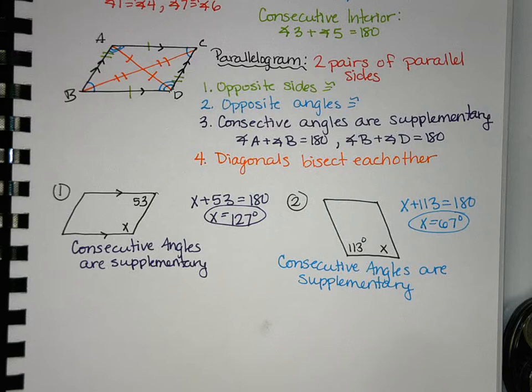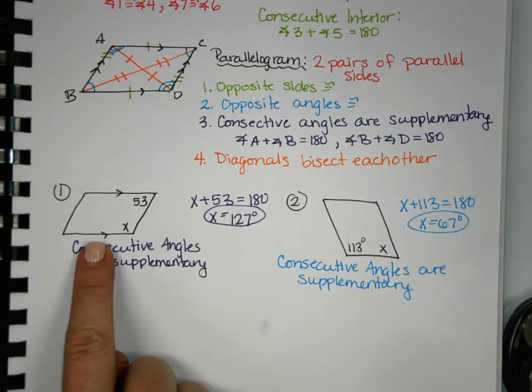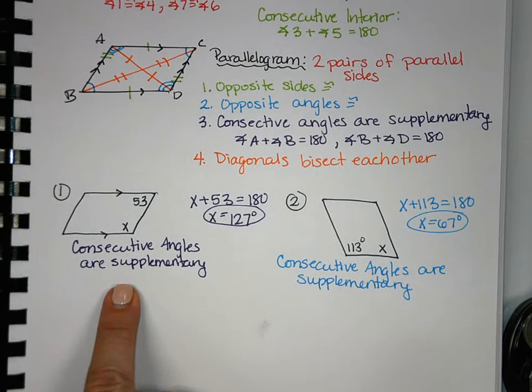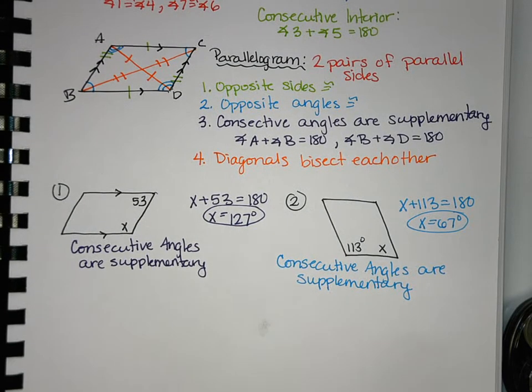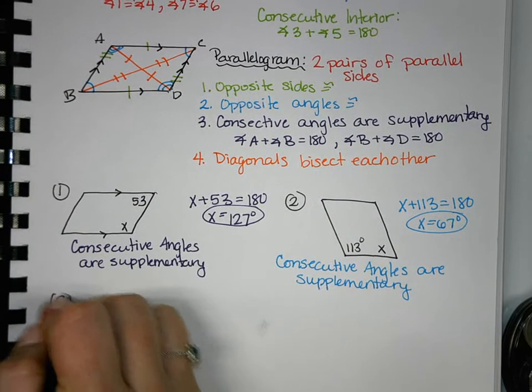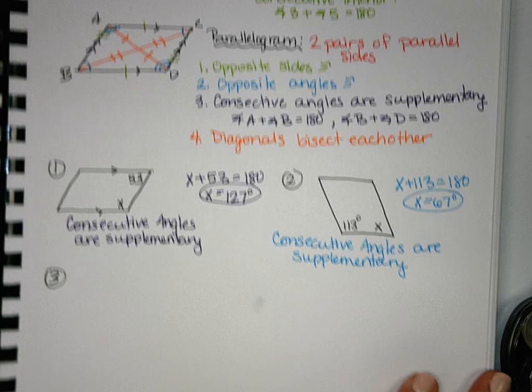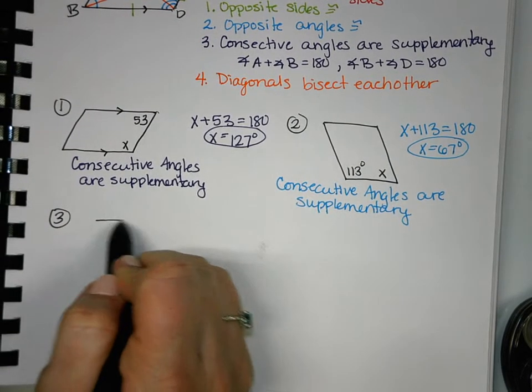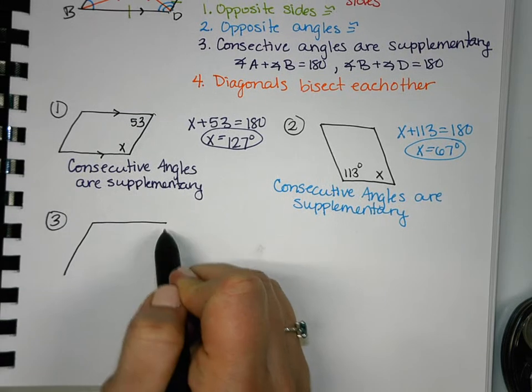Okay, how are we doing so far? The whole first page of your assignment is doing just this, where you're going to have a parallelogram, you're going to need to solve it, and then state what property you use to solve it. So we're going to do 2 more. How about we do 2 more that I have already done, and we'll get to the packet in a minute. Or you can just do them on your own, that's fine too.